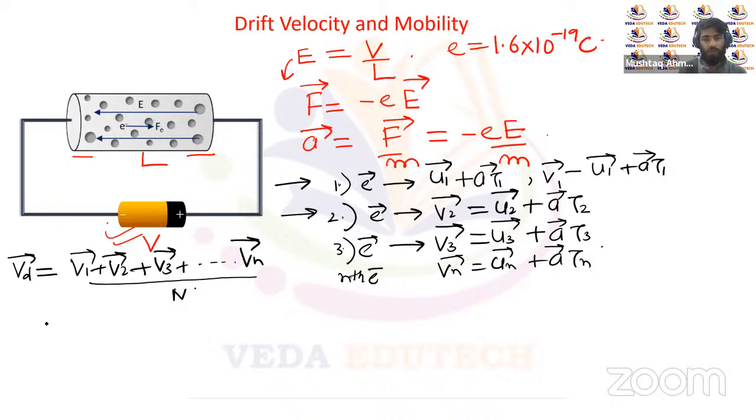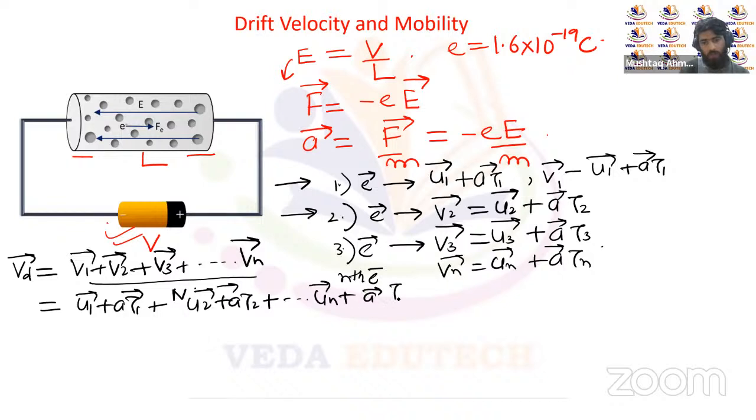Vd, represented by Vd. So it means that if we substitute the value of V1, that will be u1 plus a tau 1, plus u2 plus a tau 2, plus so on up to un plus a tau n, all upon n.